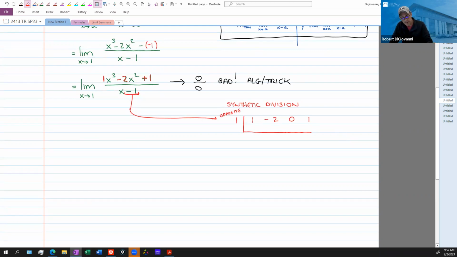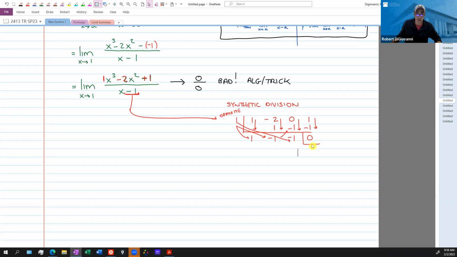What I do now is I drop this 1 down, goes here, and then I multiply these two together. 1 times 1, I put it underneath here. And then I add down again, I get -1. I multiply here and here, I get -1, I put it underneath here. I add down, I get -1, and then I multiply a last time, and I get -1, add down one last time, and I get 0. And those of you who've done synthetic division before know that if you get 0, that's what you're hoping for. You're hoping to get a 0 down here.